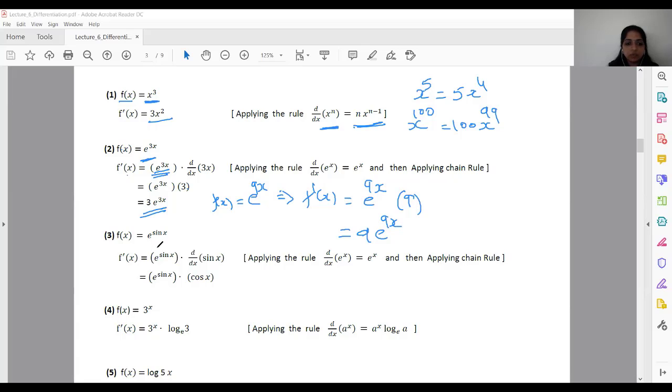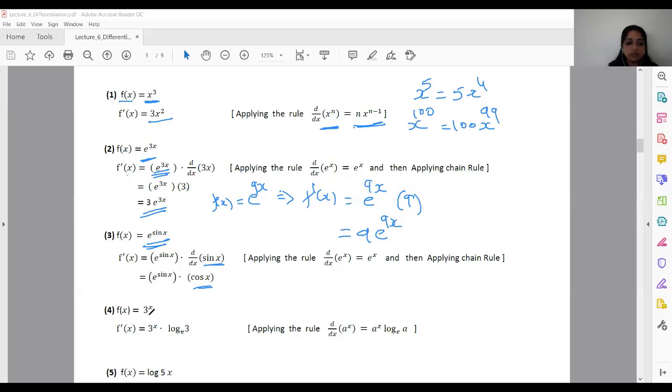The same way, dear students, e raised to sin x. This is again the exponential function. So e raised to sin x, keep it same. By applying the chain rule, d by dx of sin x, that is cos x. So our answer is cos x e raised to sin x.